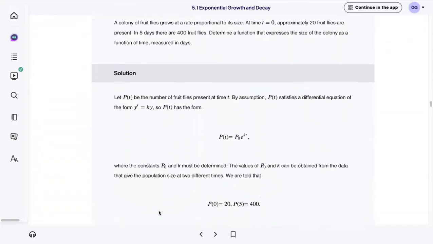Let's see this question. A colony of fruit flies grows at a rate proportional to its size. What this is just telling us is this is an exponential model. If we use P, that means P prime of t equals some number, I don't want to use K, just some number multiplied by the original one, by proportional. So because P prime of t, proportion means this equals a number, the ratio of two things equals a number, the proportionality constant.